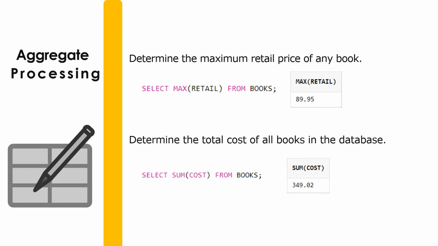If, for example, we would like to determine the maximum retail price of any book, we do so using the following SQL statement. We use the max function, and then we pass the name of the column inside our max function. Now, to determine the total cost of all the books in our database, we use the sum function, and then we pass the name of our column inside.